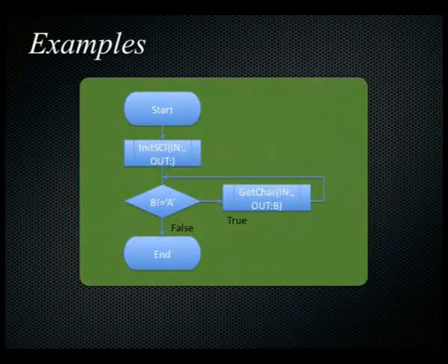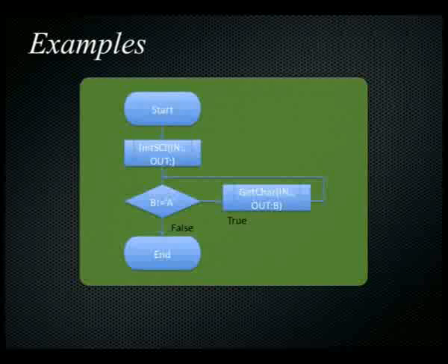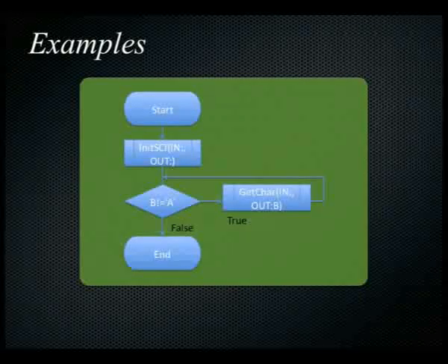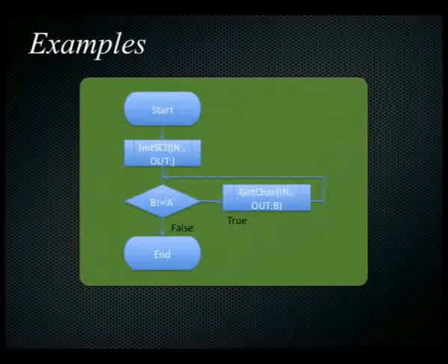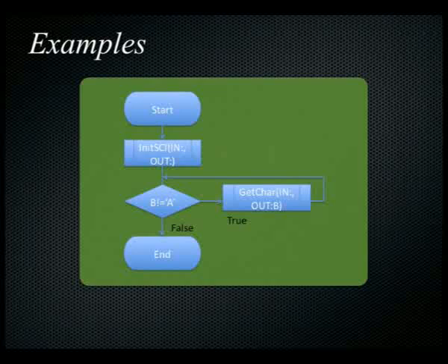You can see we've got two predefined tasks here. For init SCI, I've got in, and a colon, and then nothing, so there are no inputs. Same thing with the out: out and a colon, so there are no outputs. So init SCI has no inputs and no outputs. There are no arguments whatsoever for the init SCI routine.